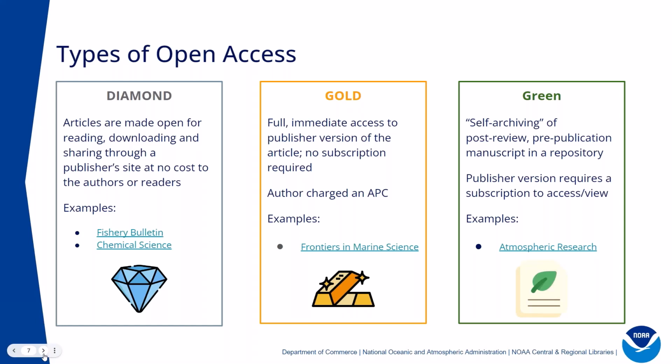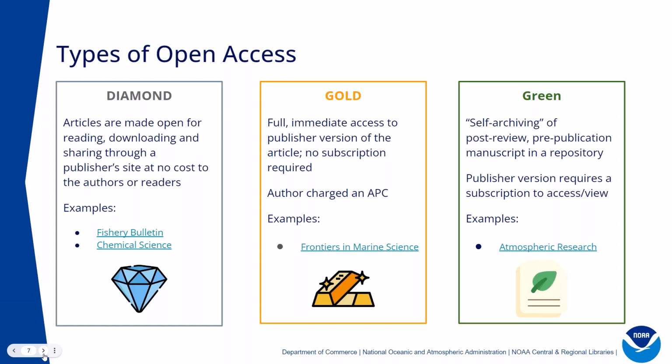Gold open access. This is the one most folks think about when we're talking about open access. This is that full, immediate access to the publisher's version of that article. You do not have to have a subscription. Anyone can go to that publisher's website and access and download that article. However, with gold open access, the author is the one footing the bill. The author is charged that article processing charge. An example of a gold open access journal would be Frontiers in Marine Science, which is something a number of our offices publish within.